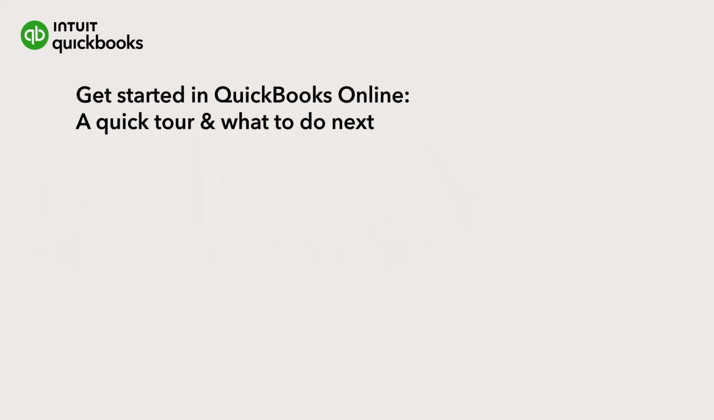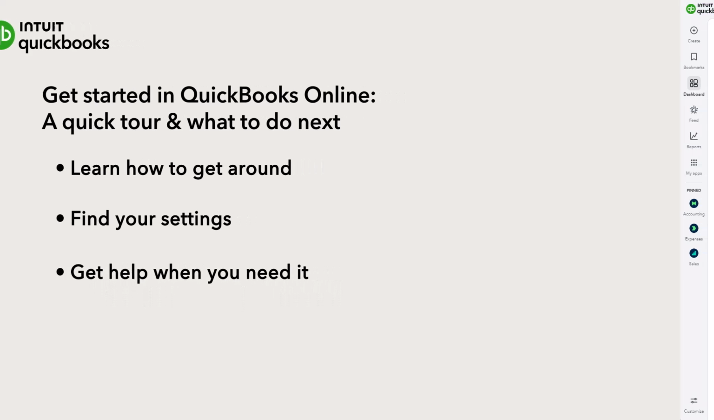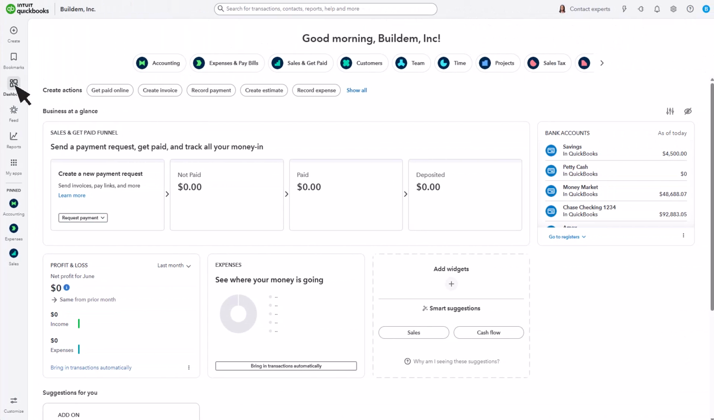Welcome to QuickBooks Online. First, let's explore how to get around, then where to find your settings, and how to get help when you need it. Select Dashboard to see shortcuts to some of the most common activities in QuickBooks. You can also view your sales and get paid funnel, an overview of your bank accounts, and charts and graphs. Select Add Widgets to customize what you see.